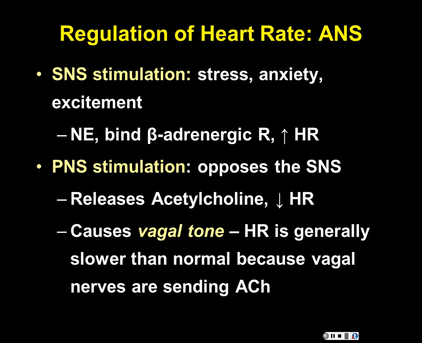Conversely, we said the parasympathetic nervous system inhibits that pathway. So acetylcholine is what causes heart rate to go down, and stroke volume goes down. You can call this something called vagal tone.